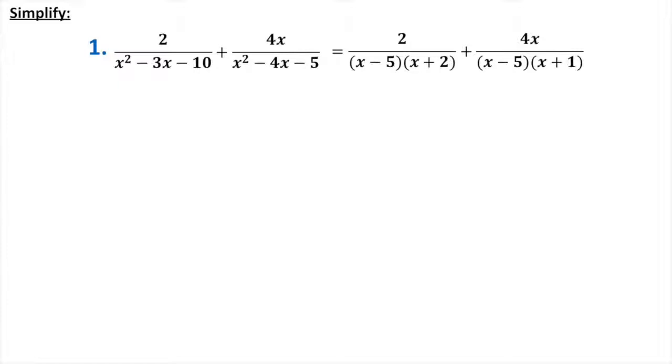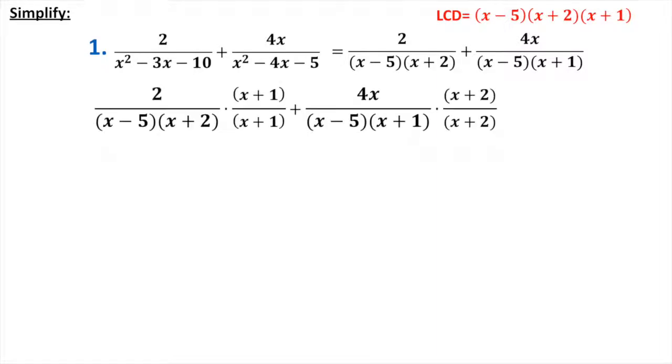All right, let's work through this one. I have a lot of students that have issues with this. So let's work through the whole thing. I've got both of these factored: x minus 5 times x plus 2, x minus 5 times x plus 1. So the least common denominator here is going to be x minus 5 times x plus 2 times x plus 1. Okay, so now that we know that, we need to see which one we're missing over here. I've got my x minus 5 and my x plus 2. I'm missing x plus 1. So I'm going to multiply top and bottom on this side by x plus 1.